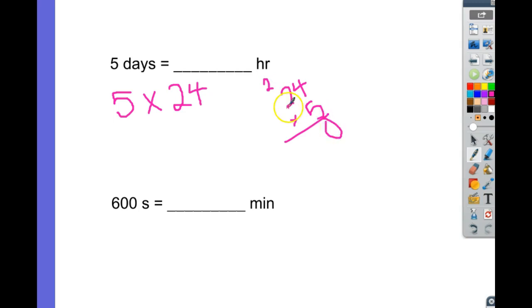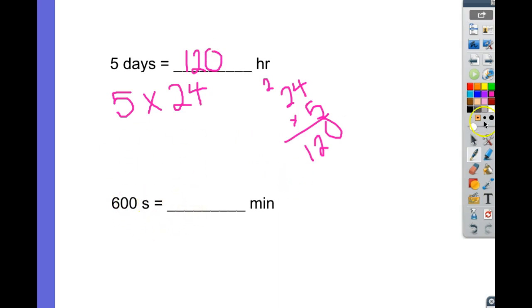And I know that 5 times 2 is 10, plus 2 is 12. So I have the answer 120. 5 days equals 120 hours. All right, see how simple that was? Let's look at the opposite one.